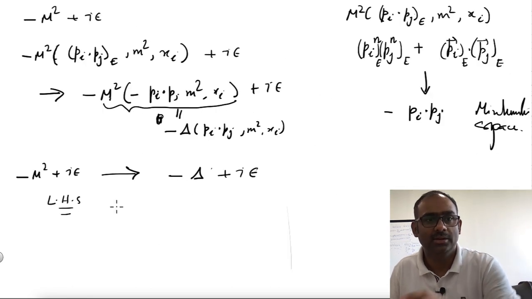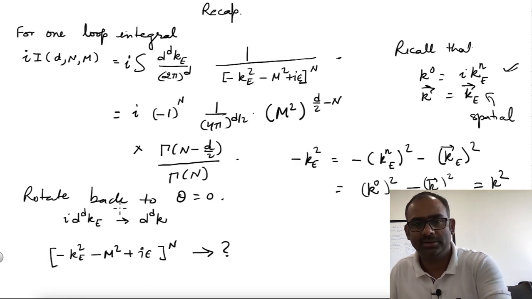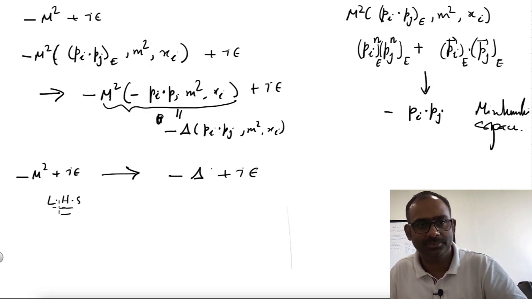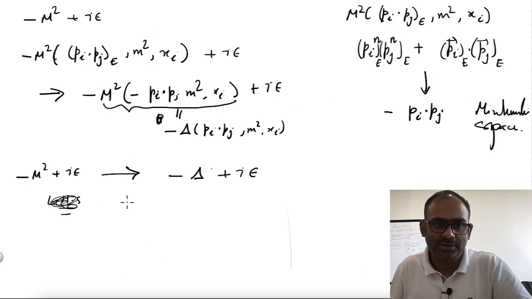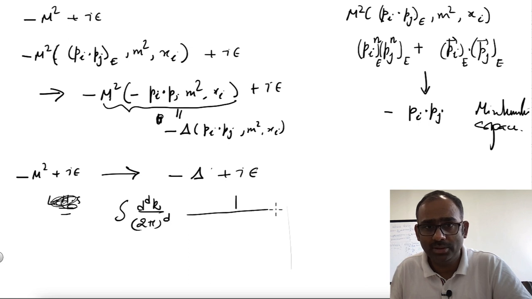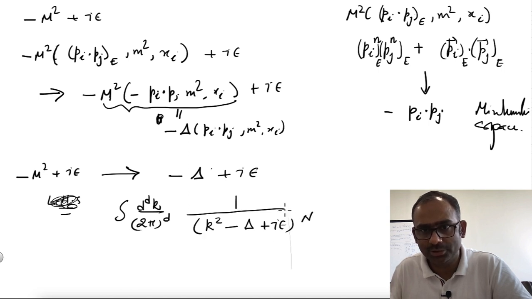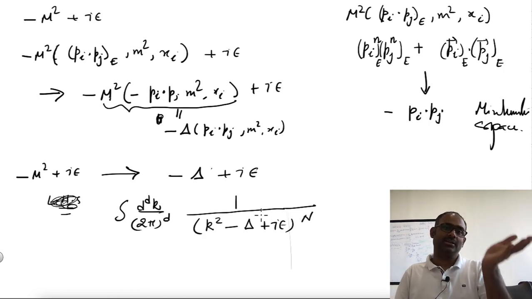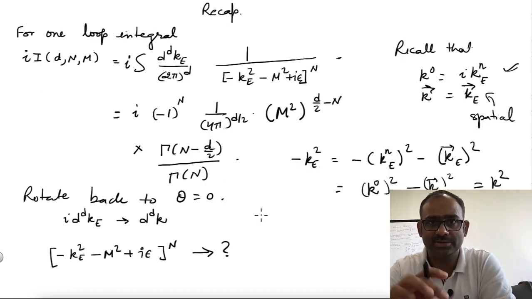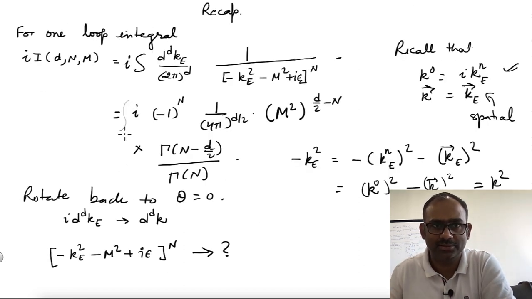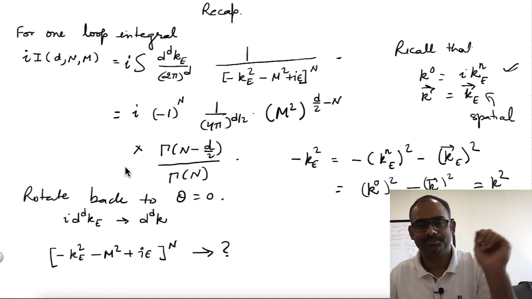Okay, so how do I get rid of this? So you get integral ddk over 2 pi to the d, 1 over k square minus delta plus I epsilon to the n. Okay, this is after continuing that integral. So now I can take the result that I had, the explicit result here, okay, this one, and also continue it and see what I get.